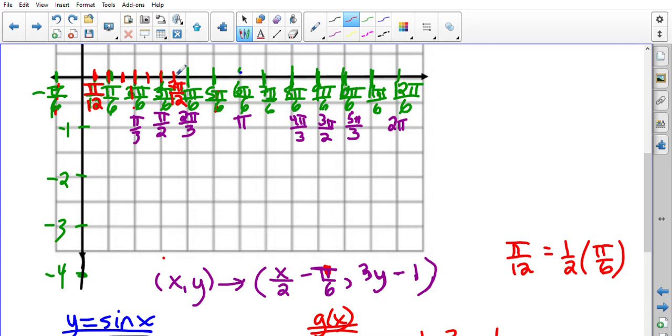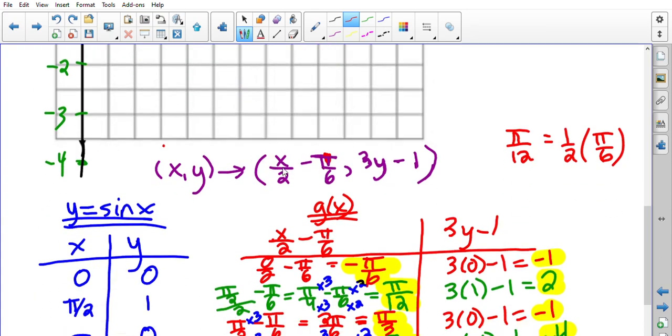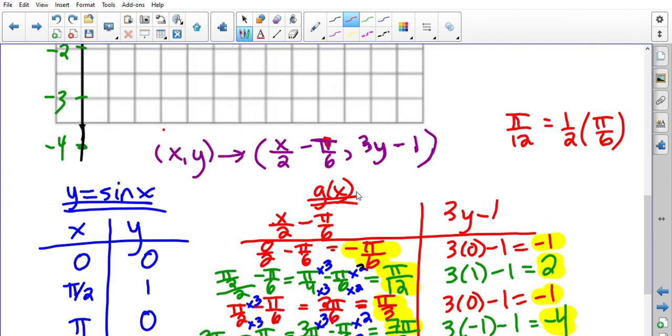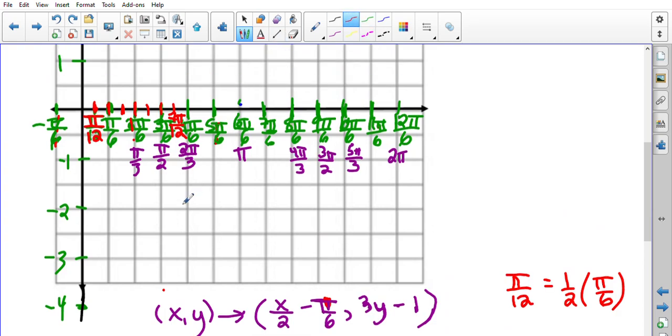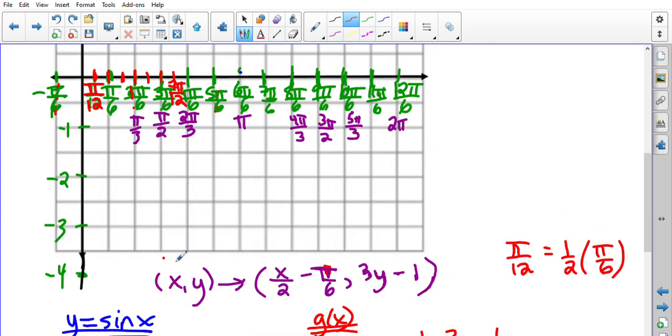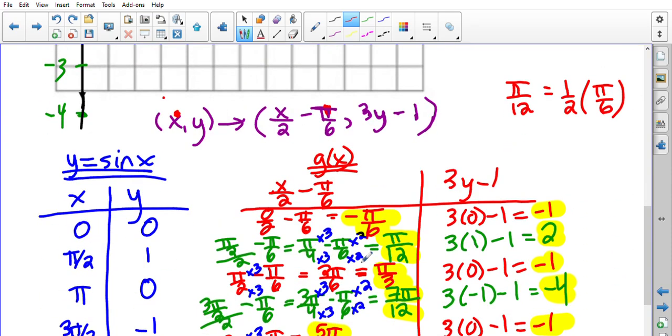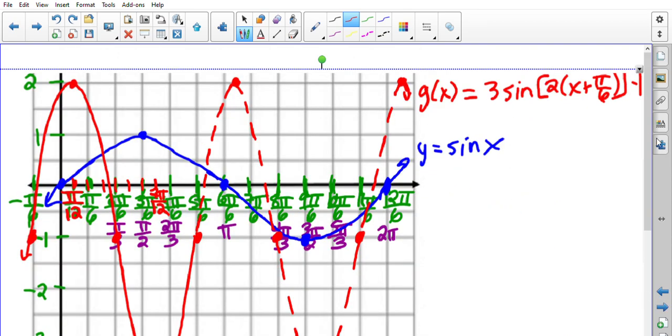This guy here is going to be the 7th pi over 12 interval. This is important because I need to know where 7 pi over 12 is to plot this point. So that means this point is going to be at 7 pi over 12, negative 4. So 7 pi over 12 and negative 4 is going to land about right here. All right, now that we've plotted that, I want you to plot every single point we have here. And when you do that, you should get a graph that looks like this.